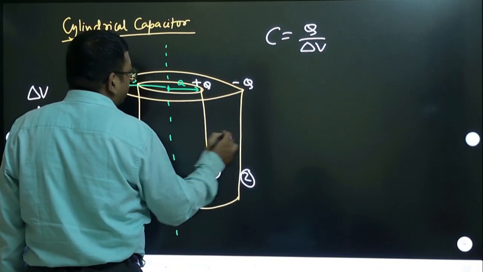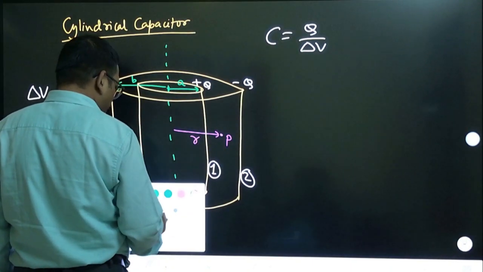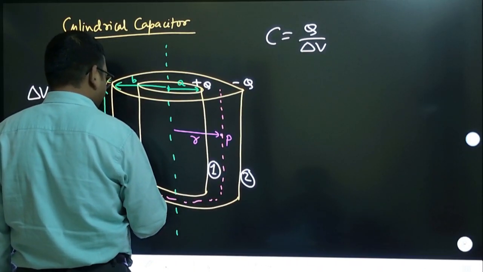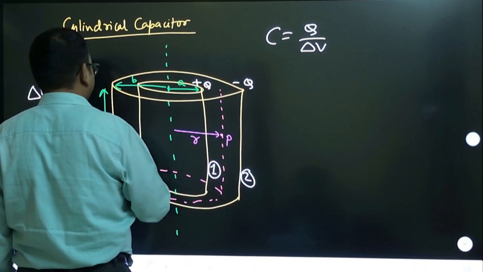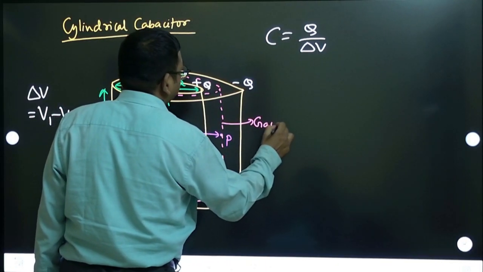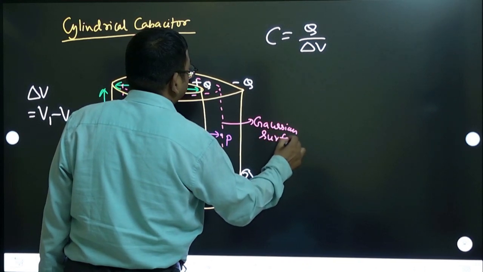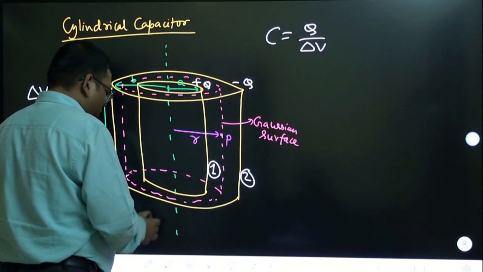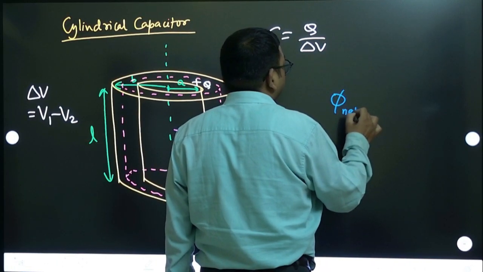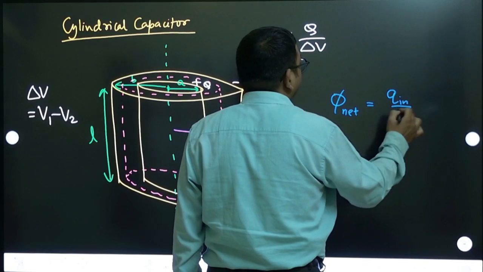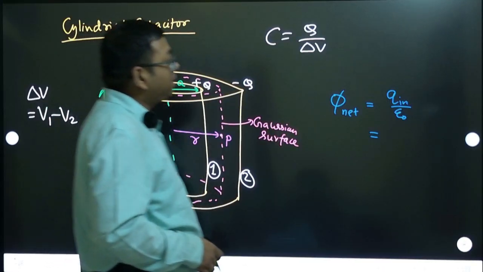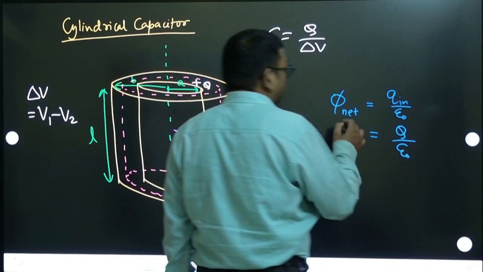Suppose this is a point P, which is at a distance of r. So try to make a Gaussian surface. Let us make a Gaussian surface, and that Gaussian surface is also going to be a cylindrical surface. The same cylindrical surface you make. This is the Gaussian surface. Apply Gauss law. You remember what it is: the net electric flux is charge inside by epsilon naught. The charge inside this surface is the inner cylinder charge, which is capital Q, by epsilon naught. But how do you calculate flux?